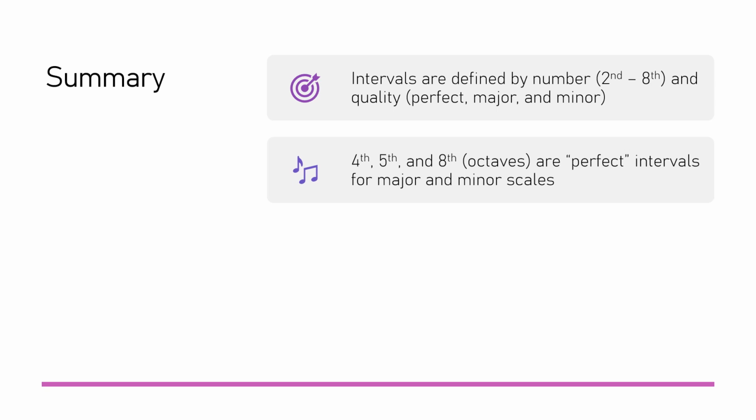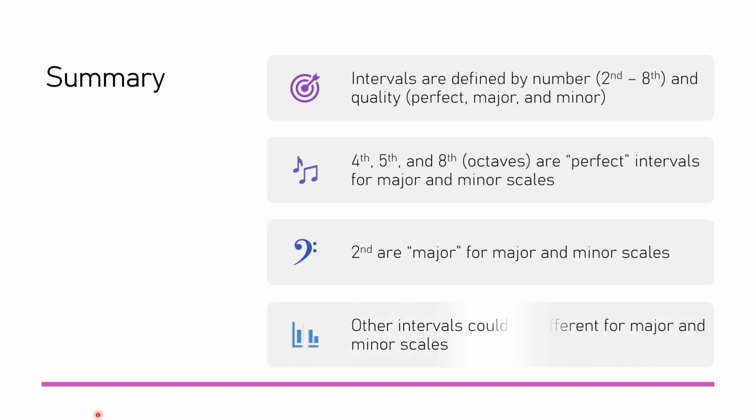So fourth, fifth, and eighth are all perfect intervals, as we said, for both major and minor scales. Second is a major second for both major and minor scales. The differences are just in the other intervals. That's the third, the sixth, and the seventh. And I've told you how to do that. Third is a major third for major scale, minor third for minor scales.